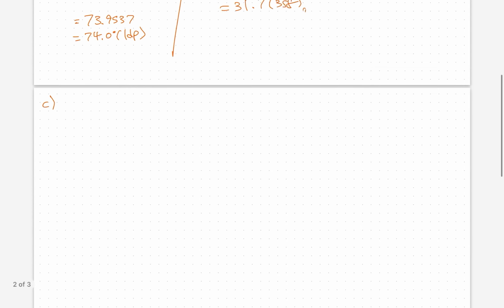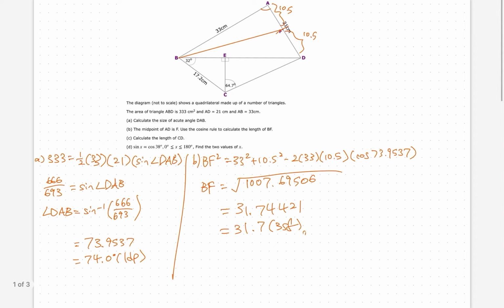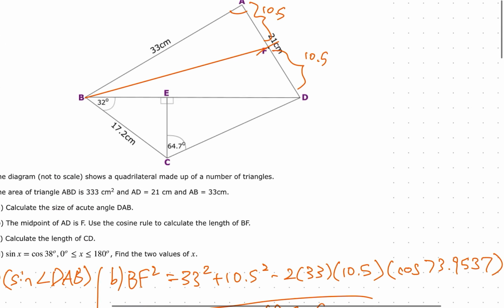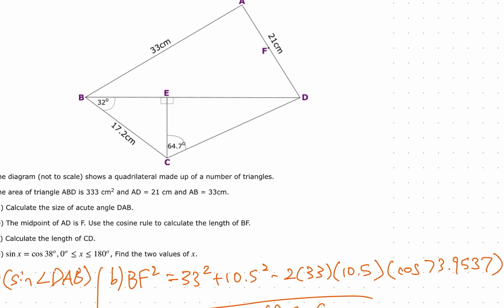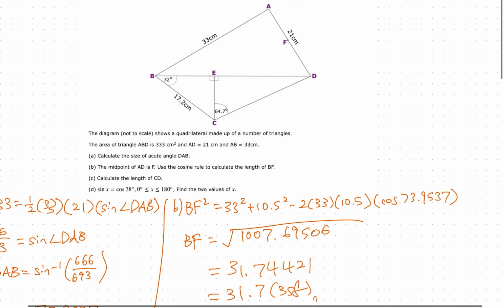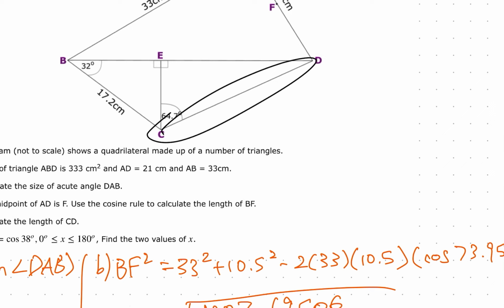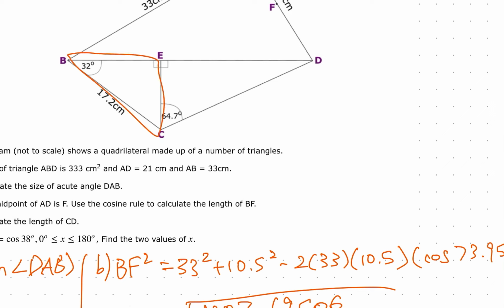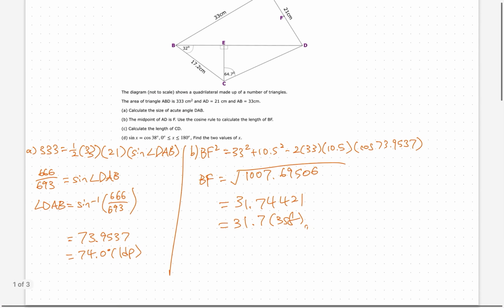So part C. Calculate the length of CD. I'm just going to erase this so it looks a little clearer. Now we're trying to find this length here. How are we going to find that? Looking at this triangle over here, we have an angle here and a length here, so we can use trigonometry to find EC. Then using the EC we found, we are able to find this length.